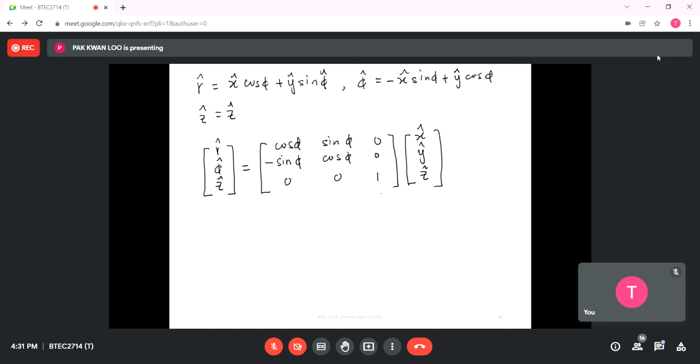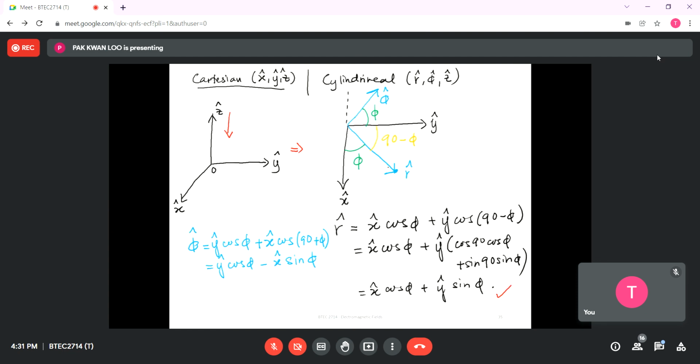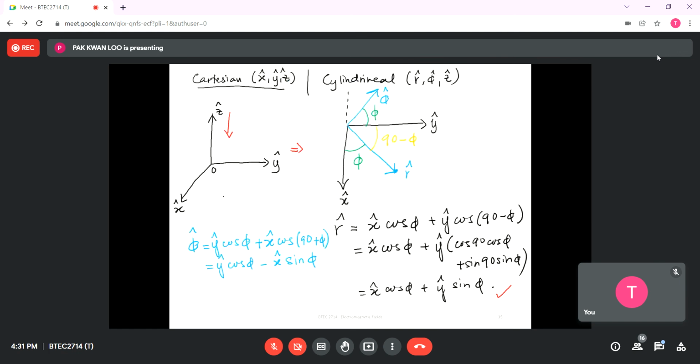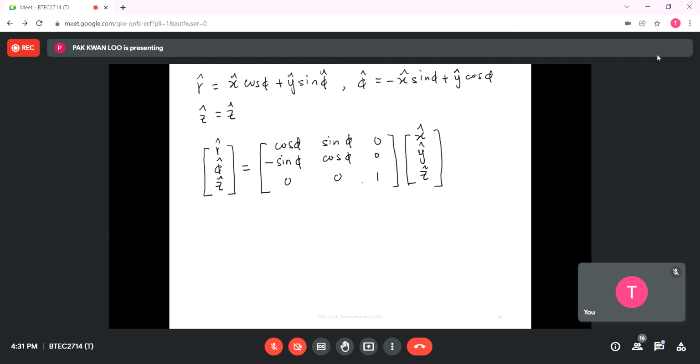So far I've explained how we can obtain all this transformation using the dot product. And the same goes for, you can also derive the formula from cylindrical to Cartesian. So this is the transformation matrix from Cartesian to cylindrical unit vector.